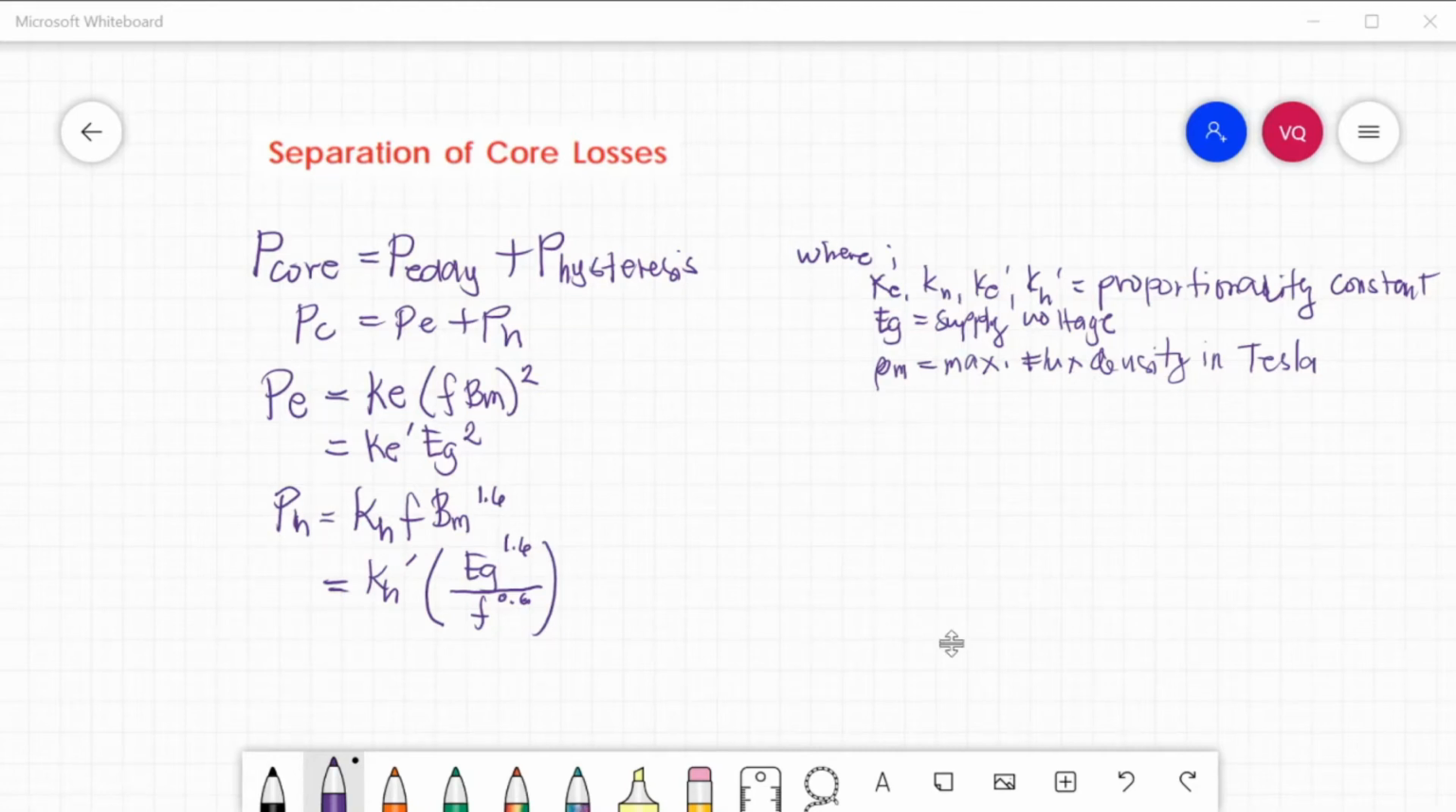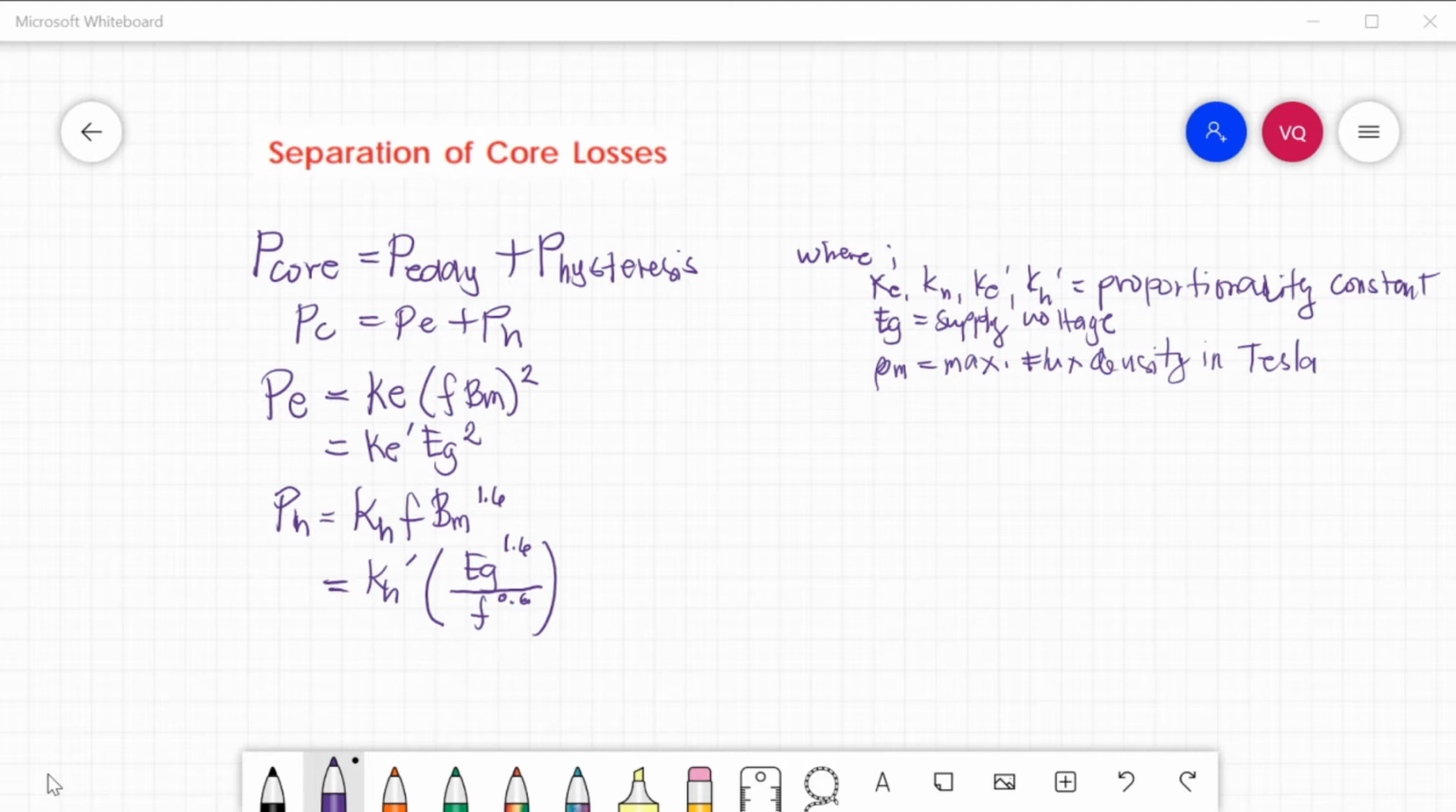Our next topic will be the separation of core loss. The core loss of a transformer depends upon the frequency and the maximum flux density when the volume and the thickness of the core laminations are given. The core loss is made up of two parts, the hysteresis loss and the eddy current loss. So the total core loss is given by the sum of the hysteresis loss and the eddy current loss.